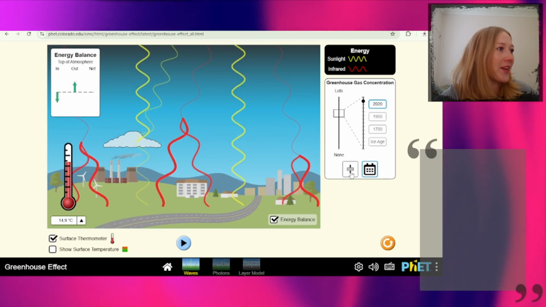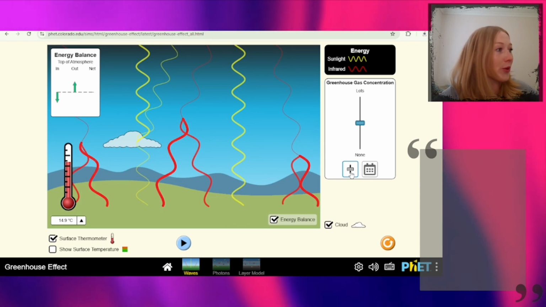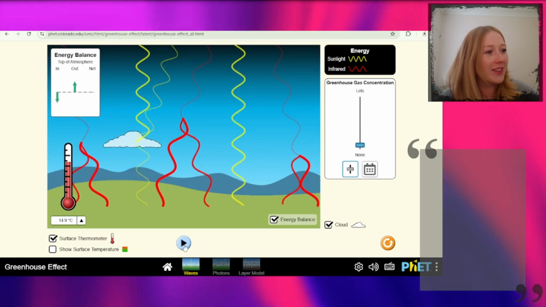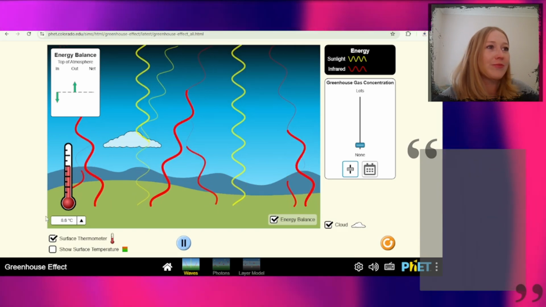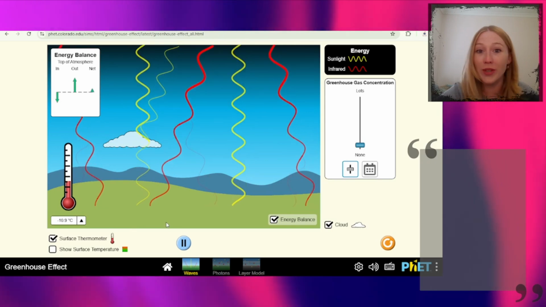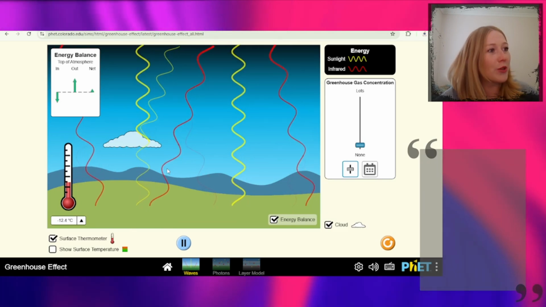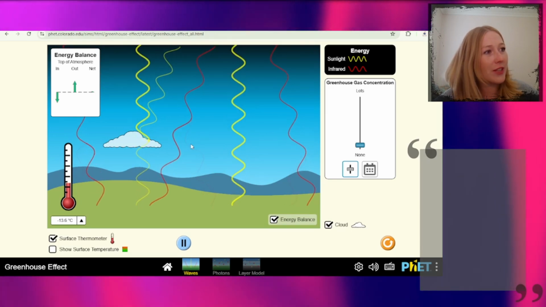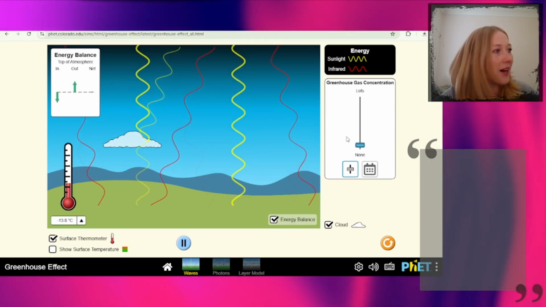Okay, we can manually change the level of the greenhouse gases as well. So let's go really, really low. Let's bring that all the way down. And there you can see the thermometer is dropping. It gets really, really cold. You see most of this red is going out. Very little is actually staying behind.